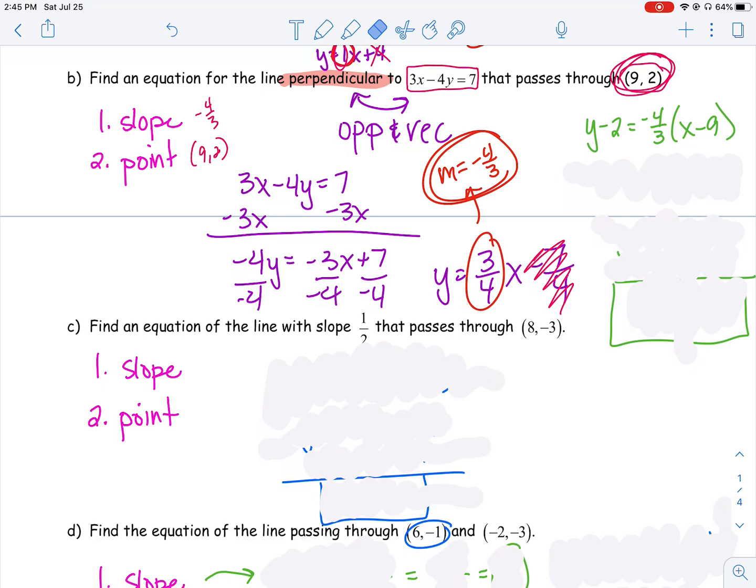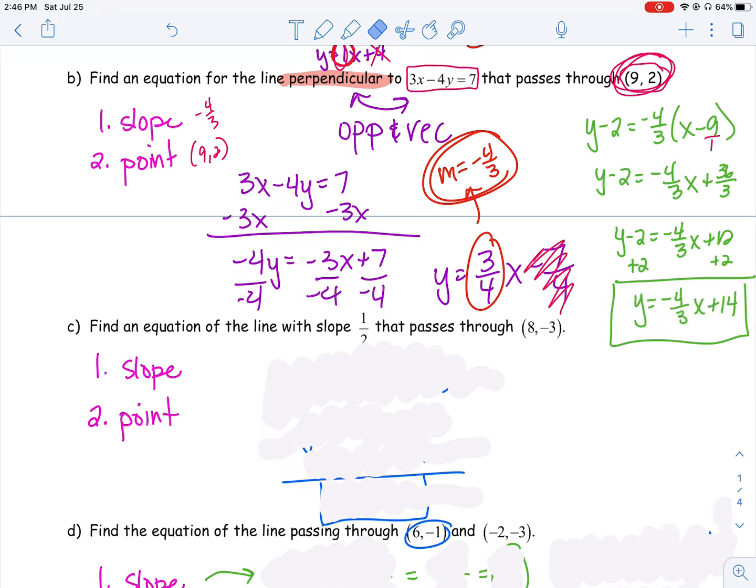I'm going to go ahead and distribute the -4/3 through. I ended up getting the equation y minus 2 equals -4/3 x plus 36 over 3. If you put it over 1, two negatives make a positive, so I get positive 36 over 3, which is really just positive 12, right? I can add 2 to both sides to make it look like slope-intercept form. The final equation for the perpendicular line that goes through the point 9, 2 is y equals -4/3 x plus 14.